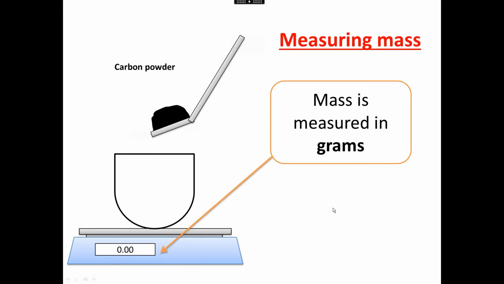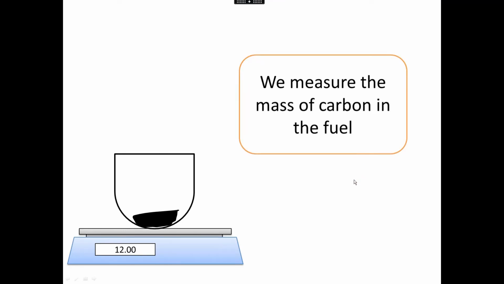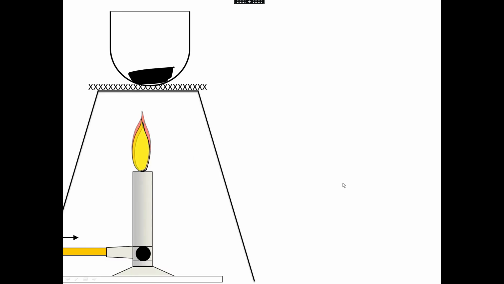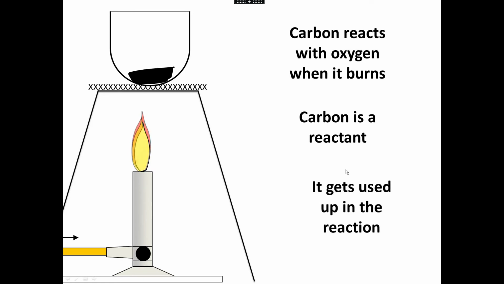Now let's have a look at this example. 12 grams of carbon have gone into this container. Okay, so that's now saying 12 grams of carbon have been measured. That is the mass. Mass is how much of a substance there is measured in grams. Okay, now we could measure the mass of carbon at the start of the reaction. And the reaction involves heating it with a Bunsen burner, and that causes the carbon to react with oxygen. Carbon is a reactant, so is oxygen, so it gets used up in the reaction.